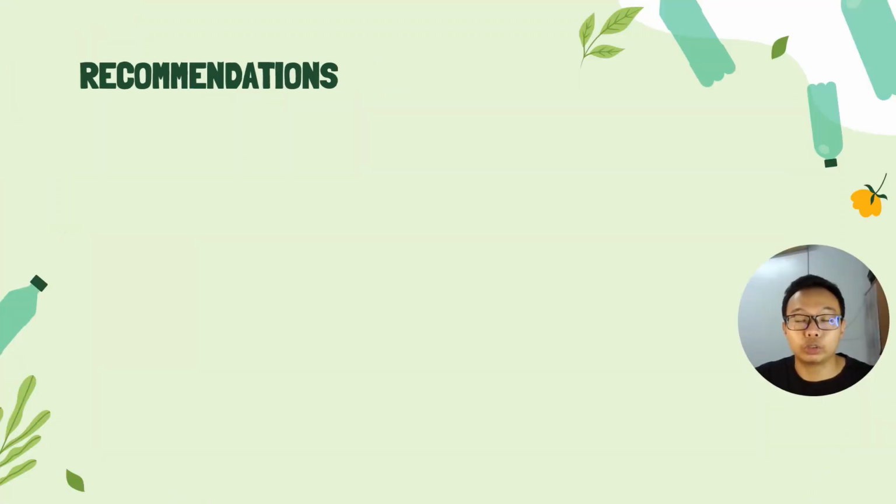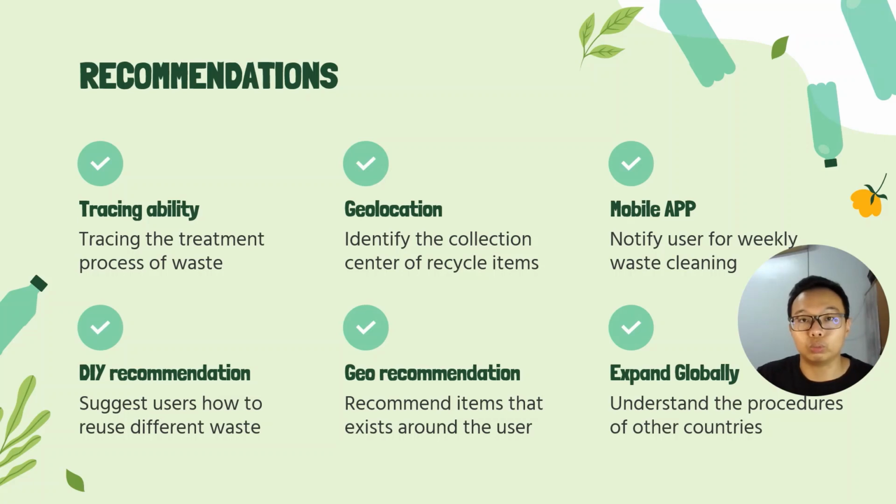So here are some recommendations of future improvement to the Waste2Go online platform. For example, adding the tracing ability to trace the treatment process and the geolocation to identify the collection center for recycled items, and also a mobile app to notify users to clean the waste, and also DIY recommendations for certain materials, and also geo recommendation to recommend the existing users around them, and possibly expand our platform not only in the local community of Malaysia but also globally.